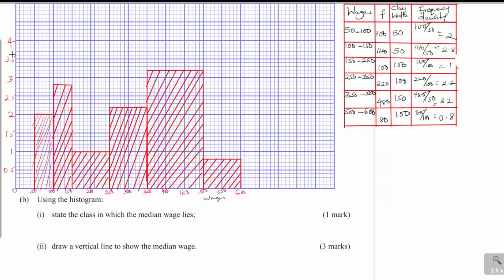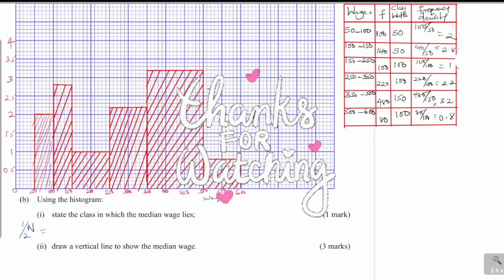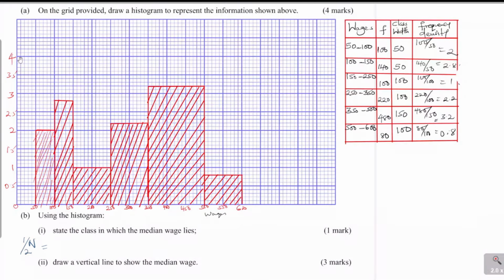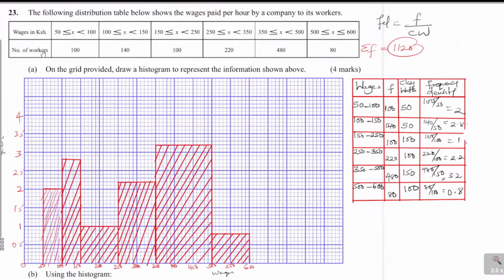State the class in which the median wage lies. So how do we get the class? First of all, to get the position of the median, we take a half multiplied by the total frequency. This will give us the position of the median. The total frequency for this question, we can use the cumulative frequency to get that. Total frequency, that is the total number of workers. You add 100 all the way to 80.